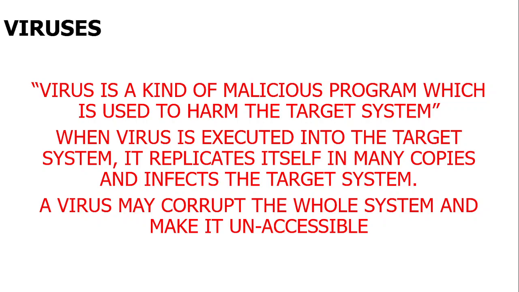A virus may corrupt the whole system and make it inaccessible. Generally, a computer virus first gets executed in the system and then starts infecting the target system. Once it replicates and successfully infects the target system, it starts performing attacks on it. The ultimate aim of a computer virus is to corrupt the system.